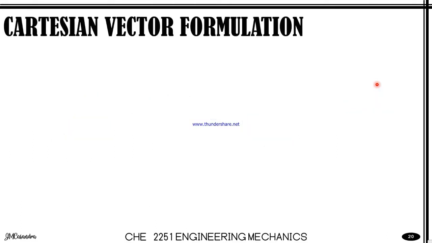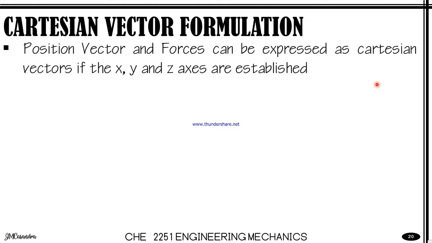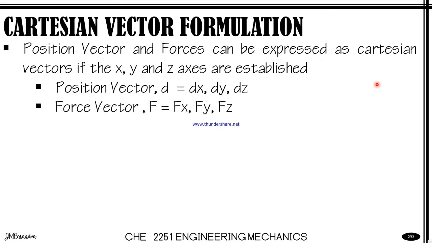We also have what we call the Cartesian vector formulation, in which position vectors and forces can be expressed as Cartesian vectors if the x, y, and z axes are established. For the position vector, we denote this as D, and its components will be D sub x, D sub y, and D sub z. And for our force vector, F, it will have its components F sub x, F sub y, and F sub z.